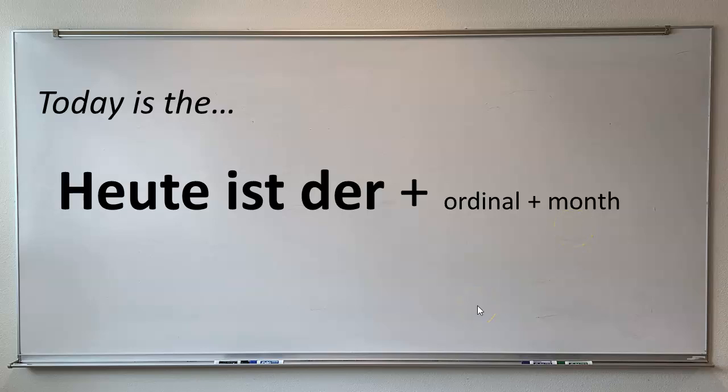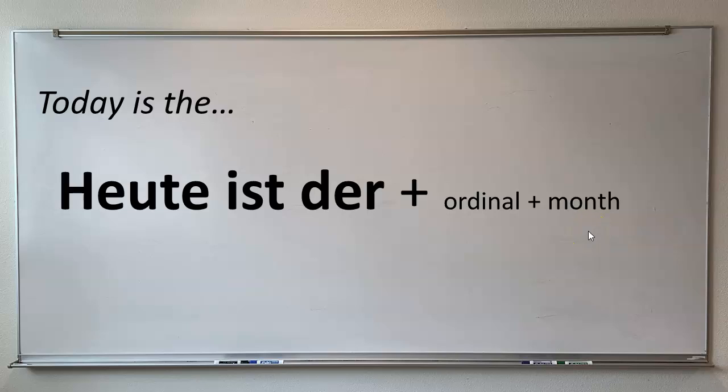So think about it for a second. See if you can say this. Today is the 5th of May. The first part is easy. It's right here. Heute ist der. So 5th would be, remember fünf and add the te, fünfte, and then the month, Mai. And that's it. Heute ist der 5. Mai. Today is the 5th of May.